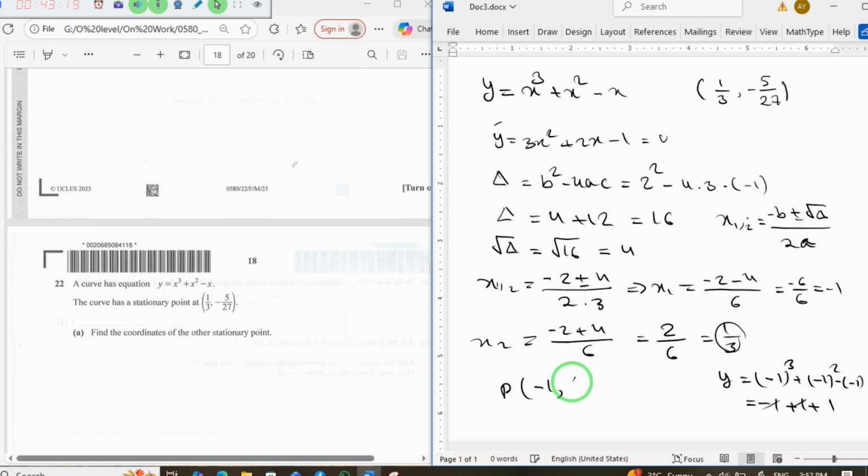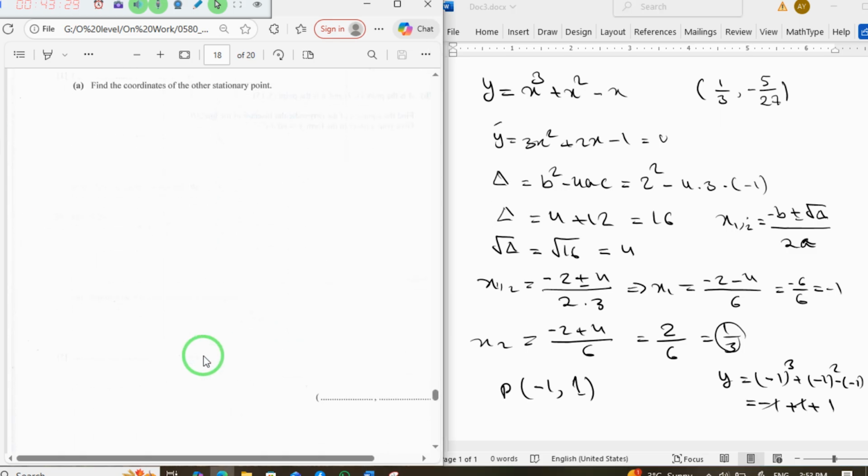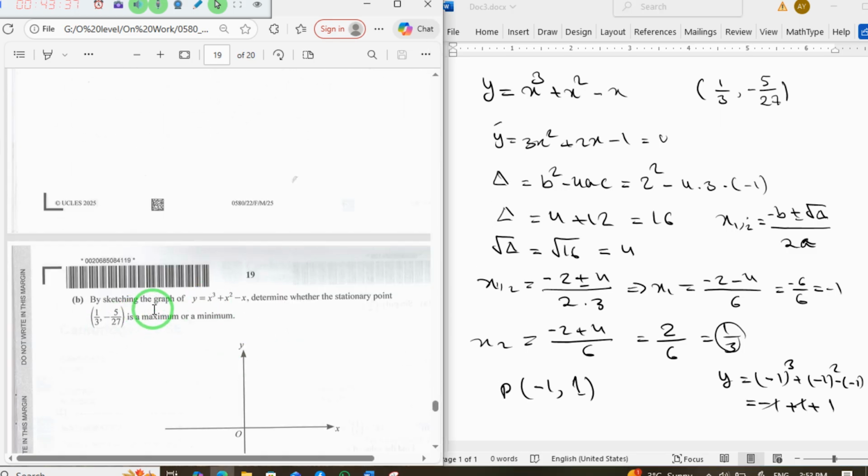This one is, and here is 1. This is the other stationary point of this curve, part A. And part B, by sketching the graph of y equal to x cubed plus x squared minus x, determine whether the stationary point is the maximum or minimum point.